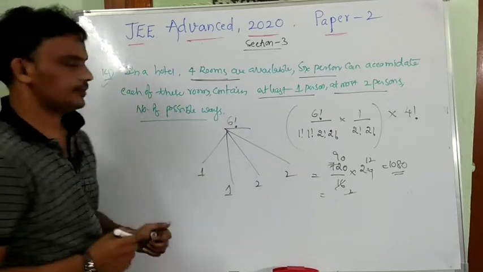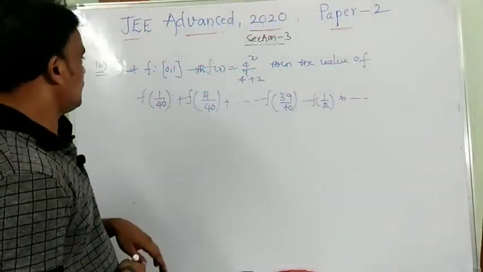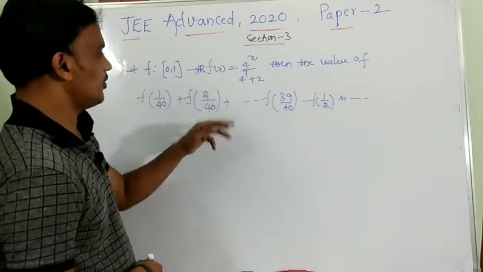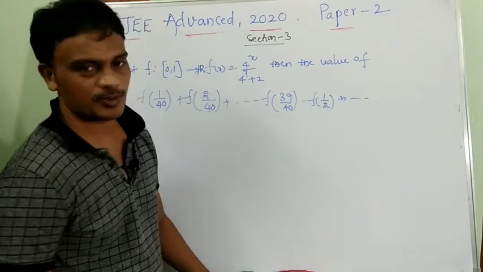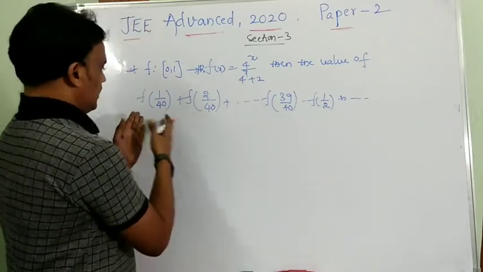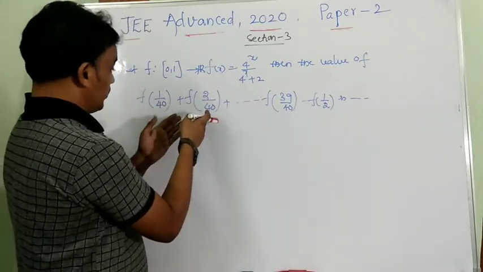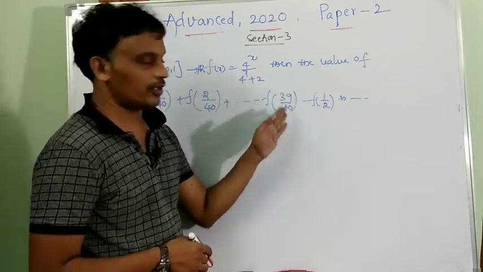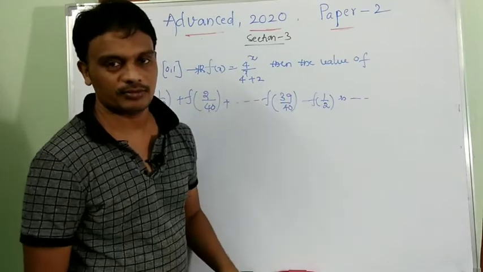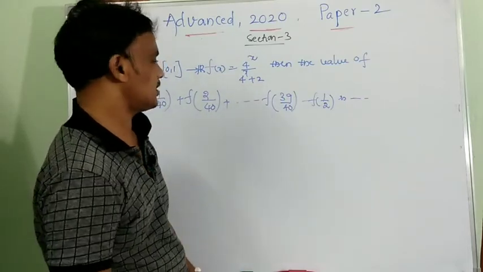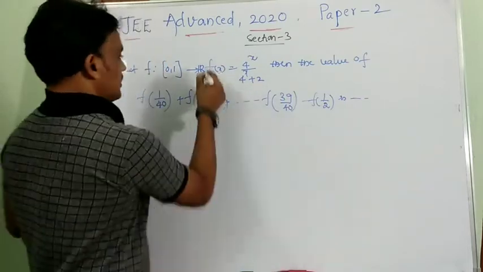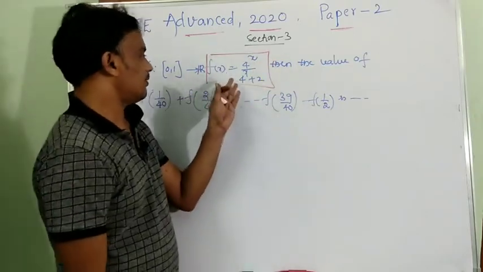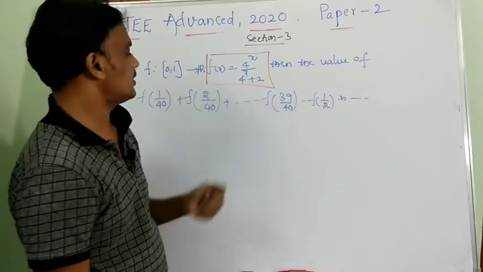Okay, yes. So next problem: f is defined from [0,1] to R, defined by f of x equals 4 power x by 4 power x plus 2. Then find the value of f of 1 by 40, f of 2 by 40, f of 3 by 40 and so on, f of 39 by 40, minus f of 1 by 2. Yes students, I think you got that idea. This is a very simple problem from your class 11. It is a very textbook problem.